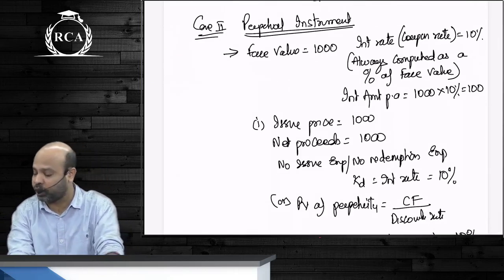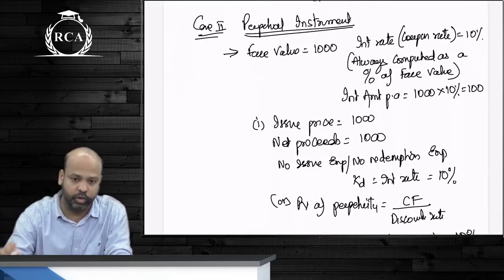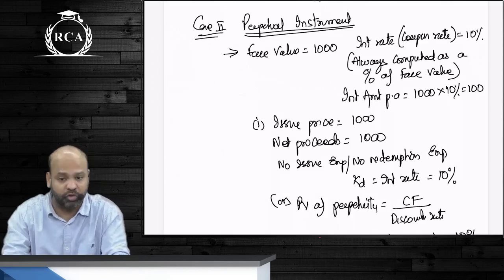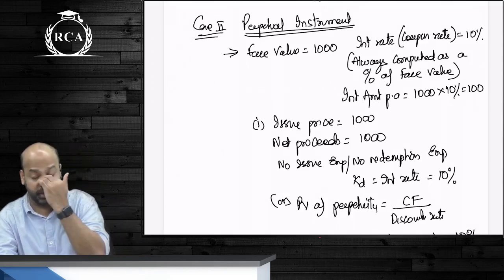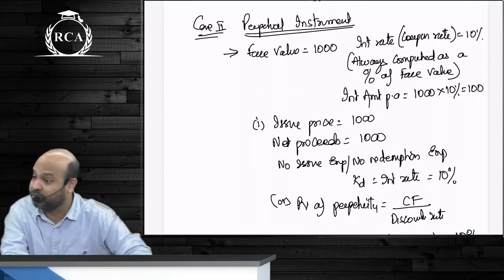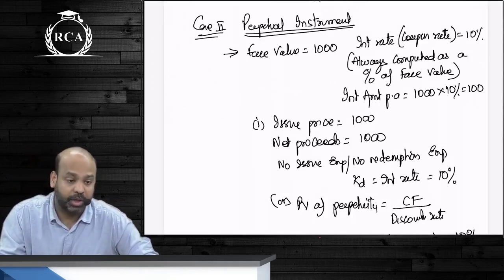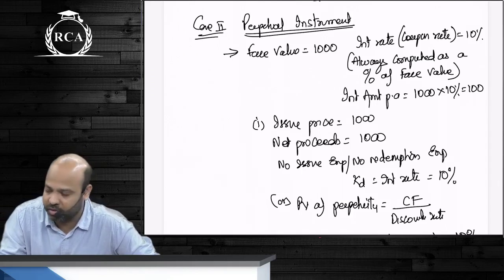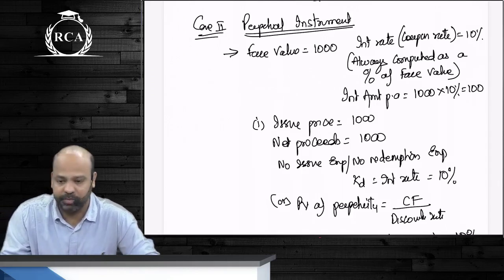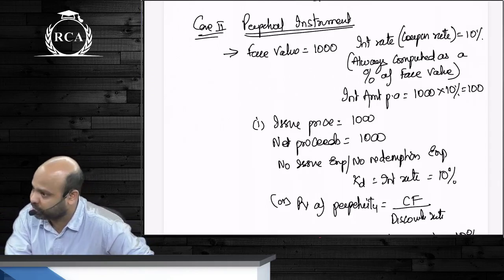Whenever you see issue or redemption expenditure, you will have to check what is the maturity of the instrument. Is it a perpetual instrument or is it a redeemable instrument? If nothing is given, what do we assume? Always perpetual. If there is nothing given, there's always an implied assumption that the instrument is perpetual. Let that be debenture, let that be preference share.